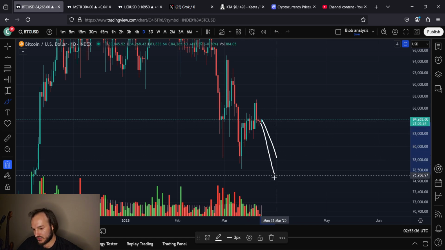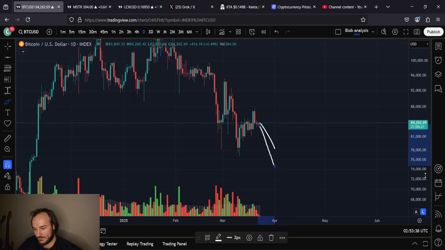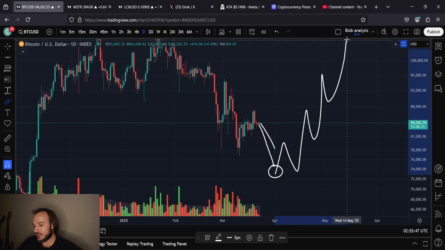We're going to move down throughout the rest of March, and ideally before Tariff Wednesday on the 2nd of April, we will have resolution of this overall trend down. We will be at our lows and finally get ready to move up.